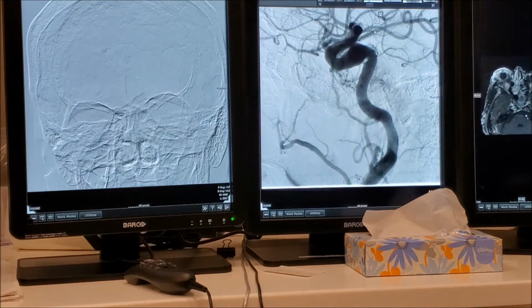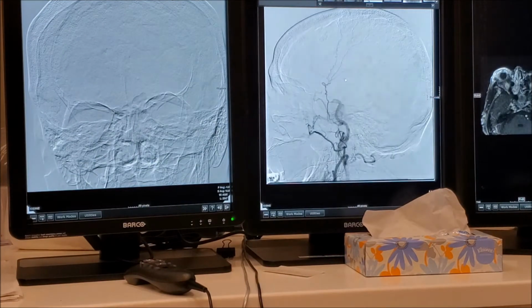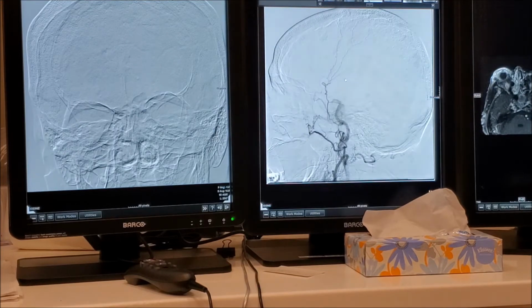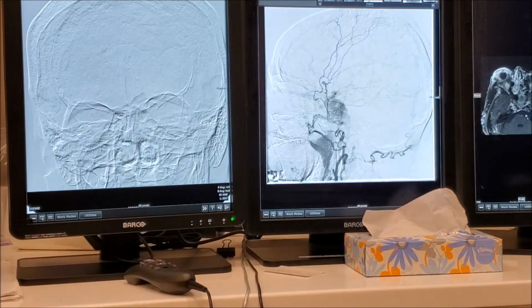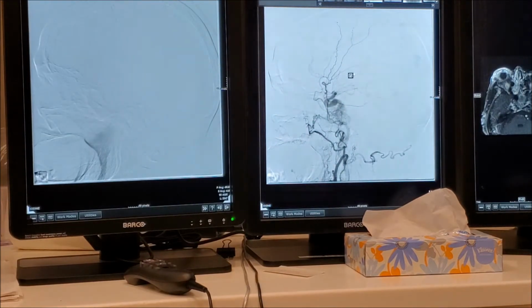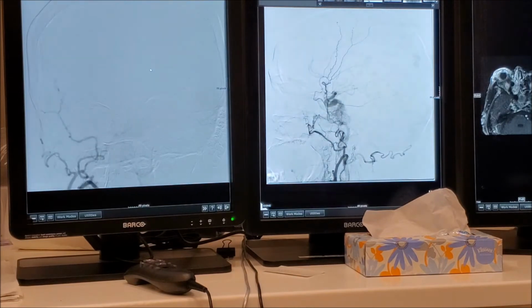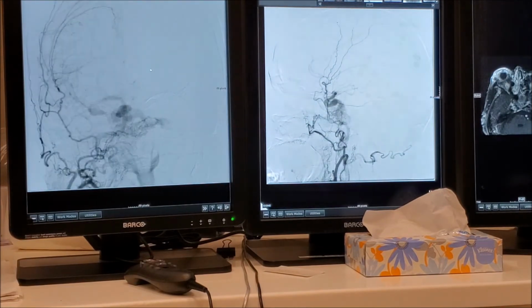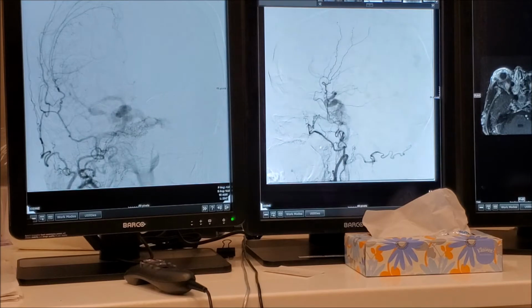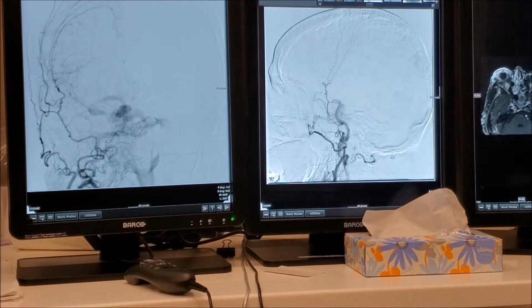Okay, so now we have the external, and everything is there. Okay, what about this? Let me see if we can... The problem of this injection is the reflux into the internal carotid. If you want to show this, can you tell me anything from here, or do you need more selective injections? Can you tell me what this is?